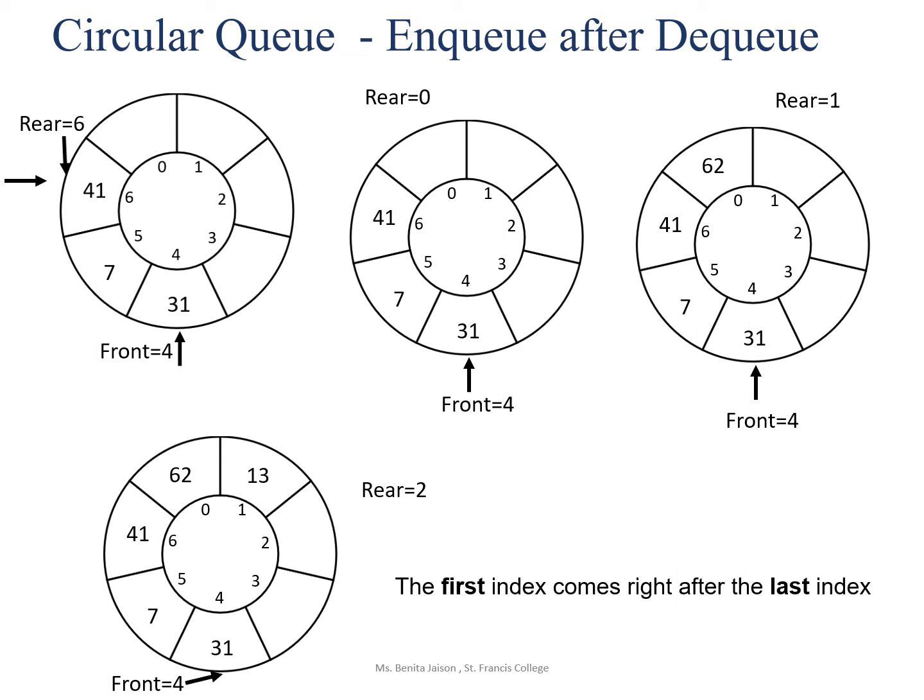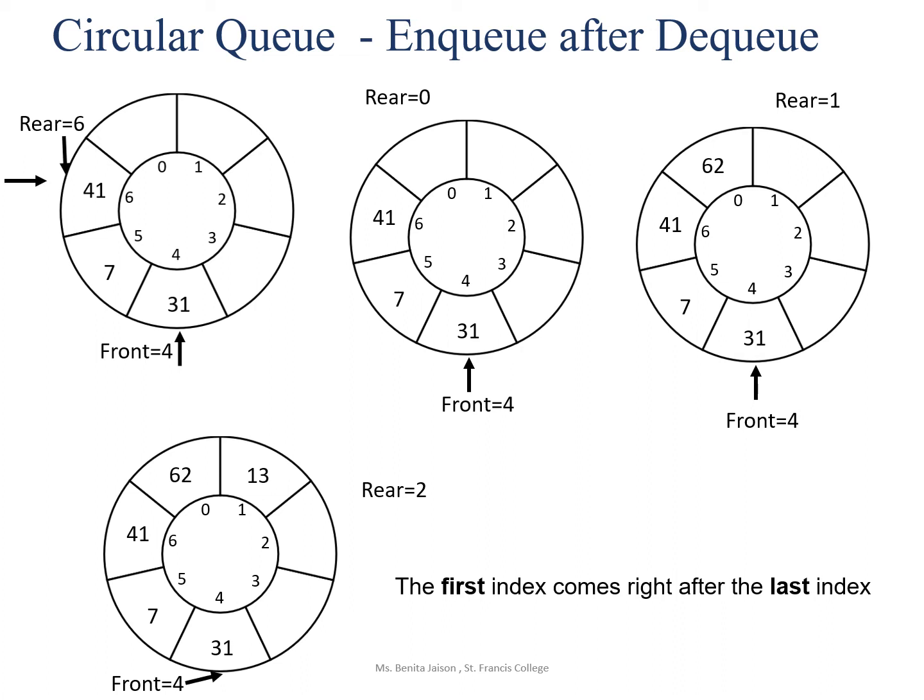So when you try to insert a new element into a circular queue which has already had its index number reached at the end of the circular queue, indicated by the size of the array minus 1, which is n minus 1, it will be circularly incremented to the first index of the queue.